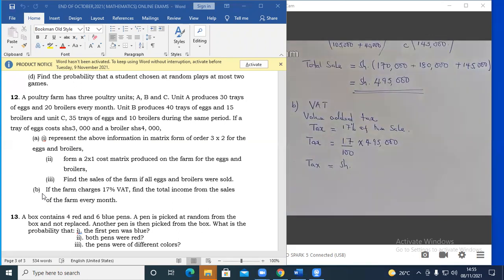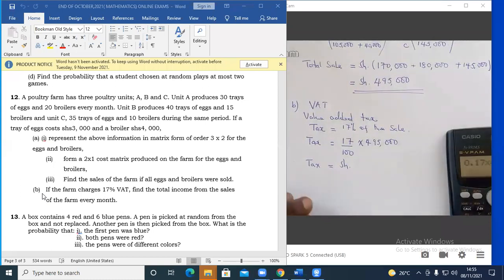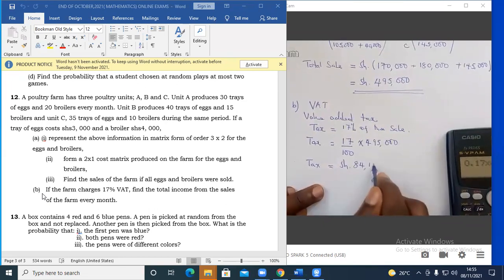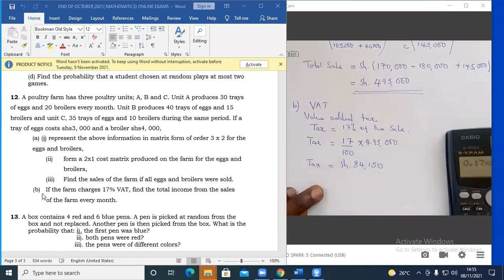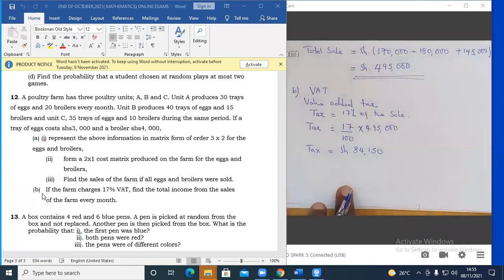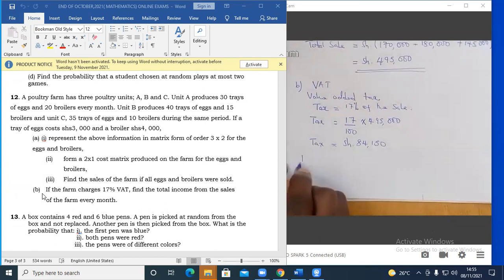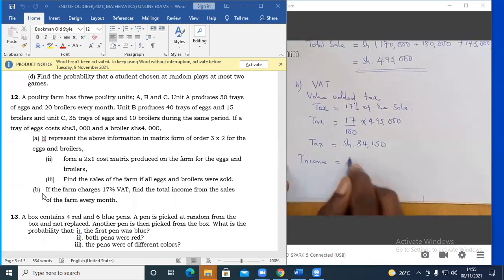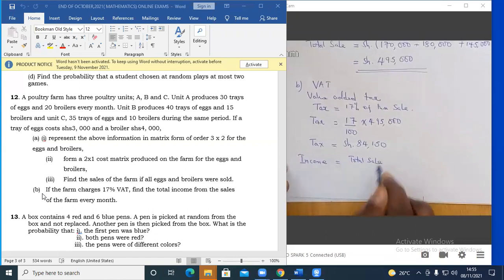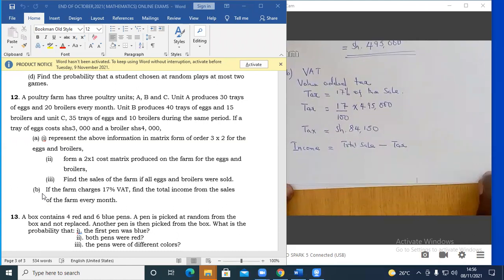How much? 84,150. That's the amount the person will pay on what? For tax. Okay? Tax. Yes. But is that the income of the company, of the farm, generated from the farm? No. That is only the tax. So now if you want to find the income, what do you do? Income will be the total sale minus what? Minus tax.